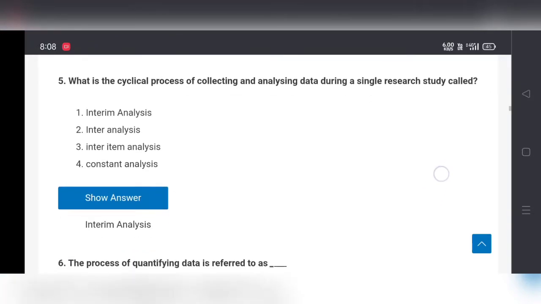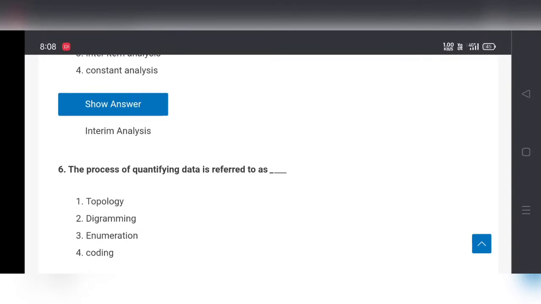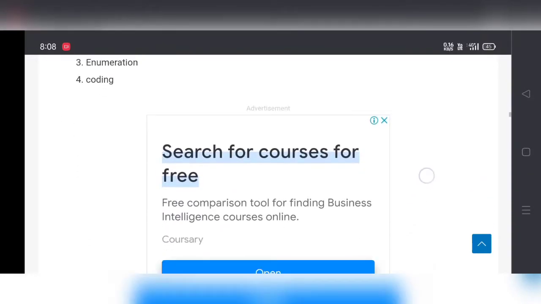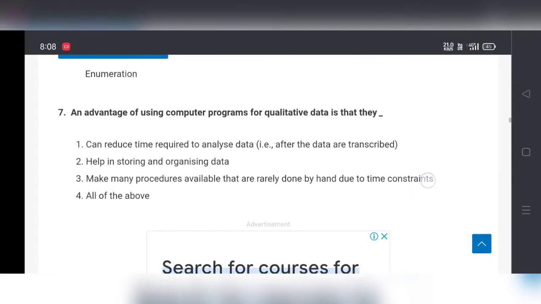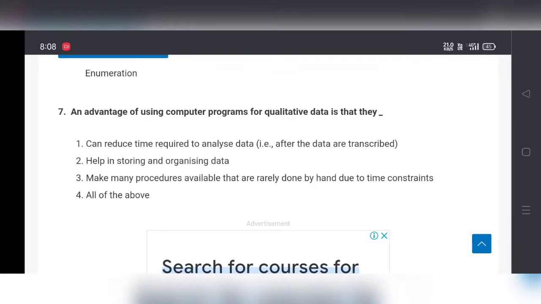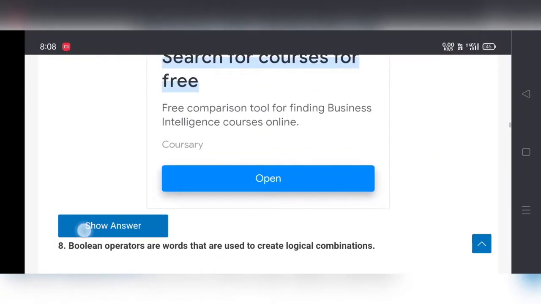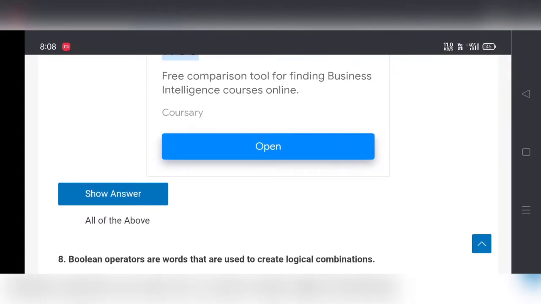interim analysis. Next question, the process of quantifying data is referred to as? The answer is enumeration. Next question, question 7, the advantage of using a computer program for qualitative data is that the answer is all the above.